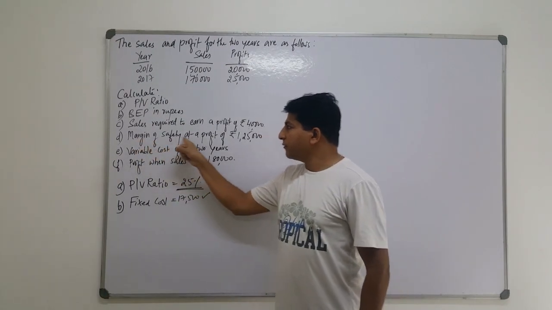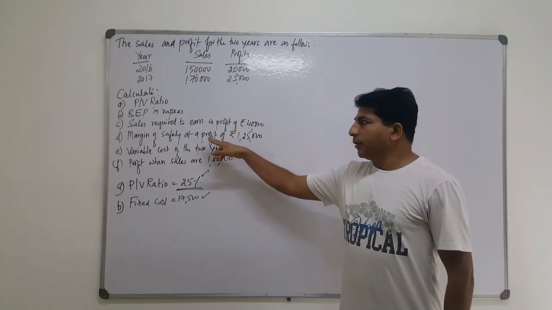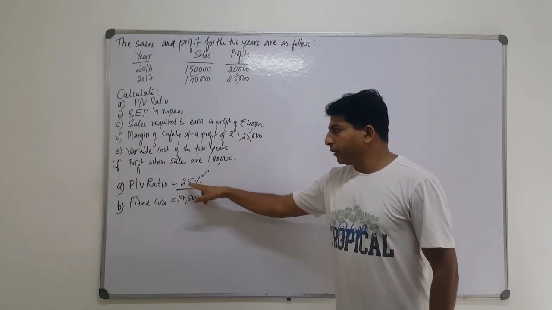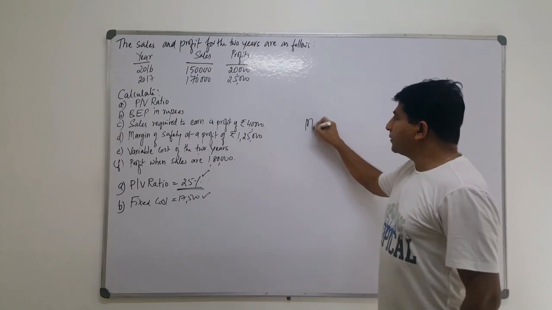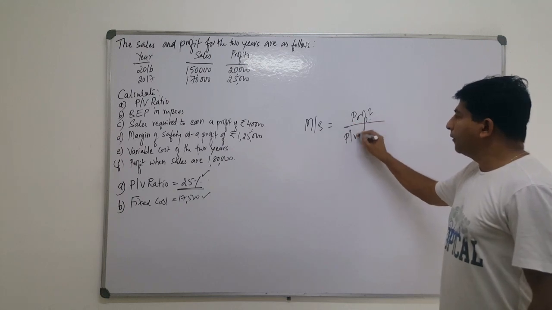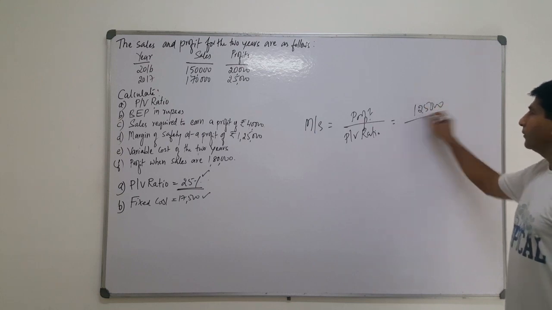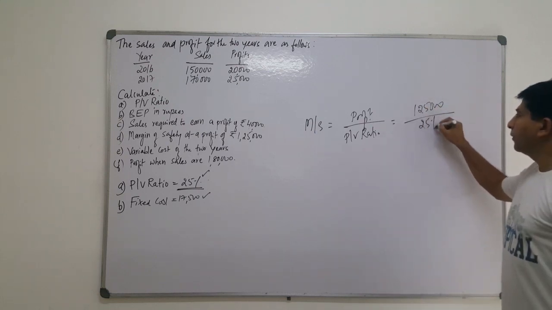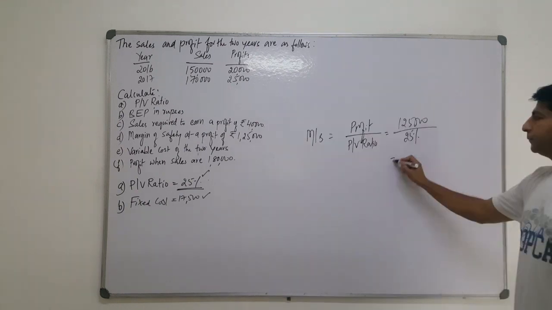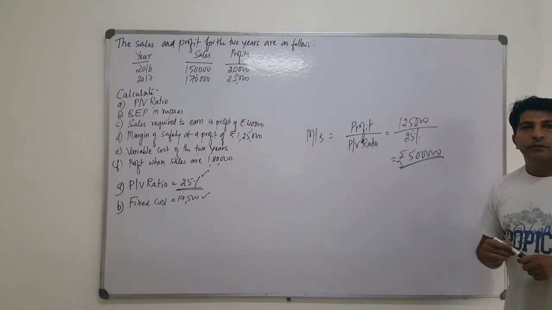Next question is calculate margin of safety at a profit of rupees 1,25,000. In order to calculate margin of safety, divide this profit by PV ratio. With the help of PV ratio, you can calculate the sales. See, margin of safety is equal to profit by PV ratio. So profit is 1,25,000 divided by PV ratio 25%. So calculate the margin of safety. Rupees 5 lakh is the margin of safety.